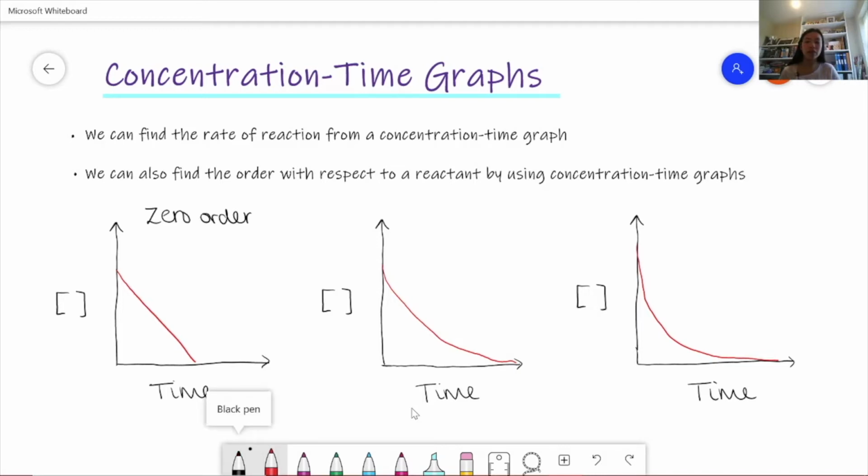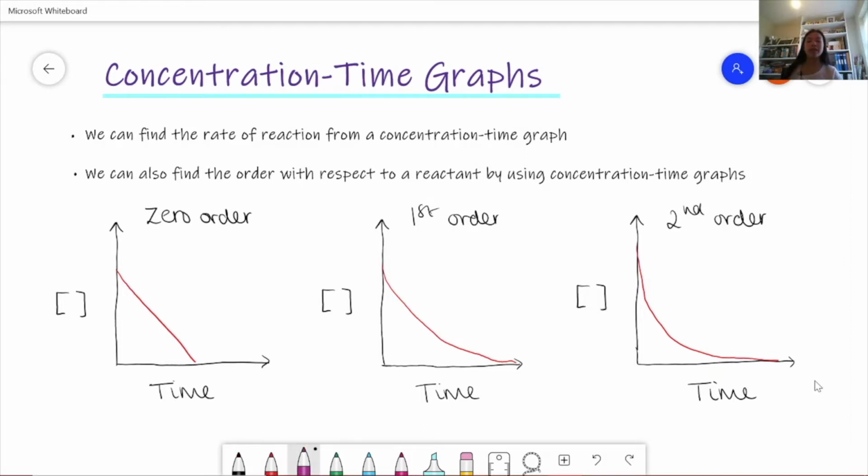So this would be a first order with respect to that reactant, and then this one would be a second order with respect to that reactant. In a zero order reaction, the rate will actually be equal to k, and therefore the gradient of the line in a zero order reaction will give us the rate constant for the reaction, as well as the rate of reaction, because they'll be equal.